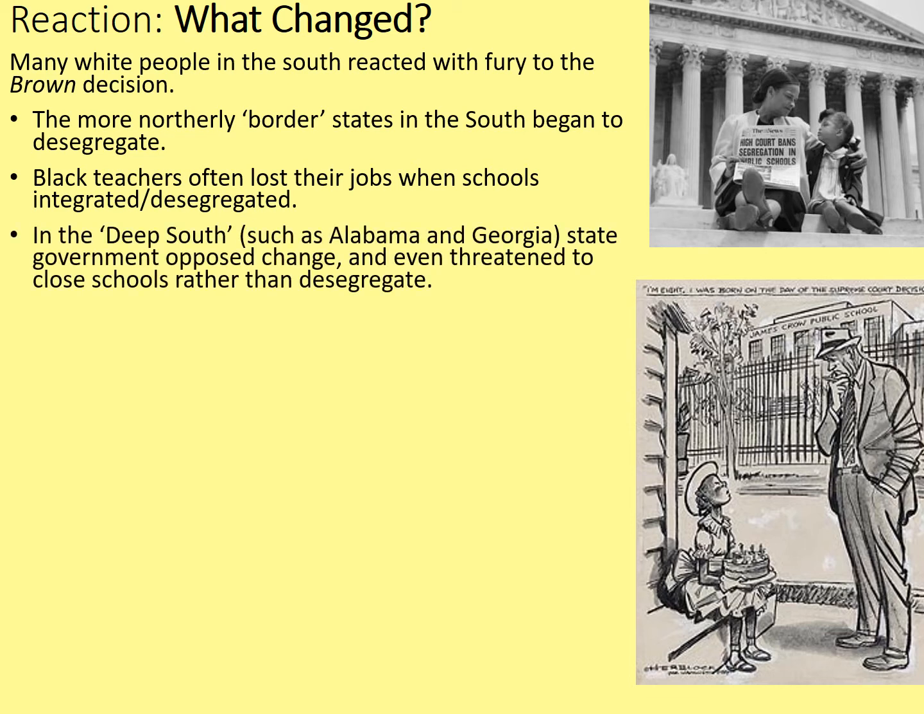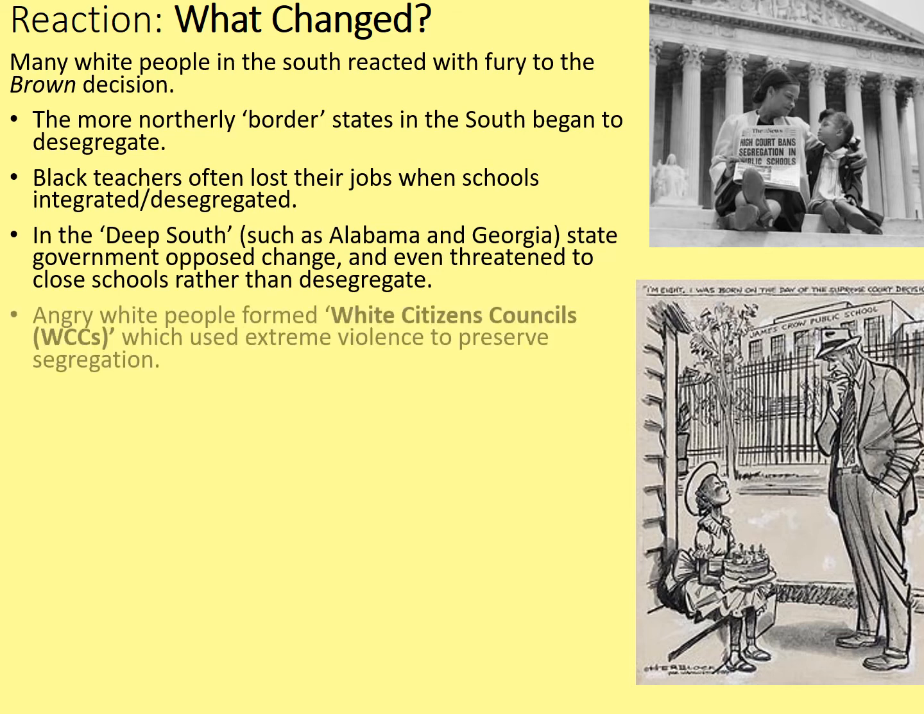In the Deep South, such as Alabama and Georgia, state government opposed change and even threatened to close schools rather than desegregate them. Angry white people formed the White Citizens Councils. These are often referred to as the WCCs, which used extreme violence to preserve segregation. They're basically a terrorist organisation.